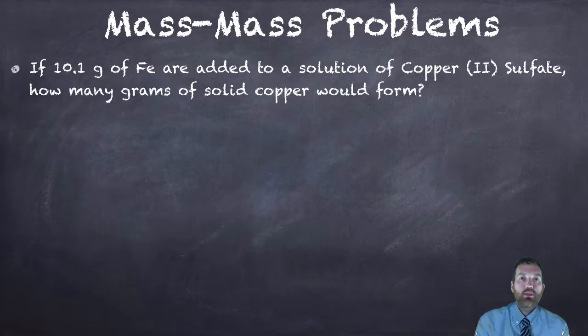Okay, let's do this next one. If 10.1 grams of iron are added to a solution of copper(II) sulfate, how many grams of solid copper would form? Go ahead and pause the video and see if you can write out this equation on your own, using everything you've learned from Chapter 9 and everything you learned from Chapter 11. You should probably recognize this is a single replacement reaction. You should be able to figure out what these formulas are and what the products are. So go ahead and pause the video when you're ready. I'll show you what it is.